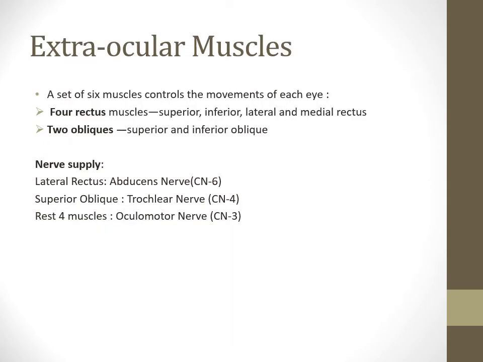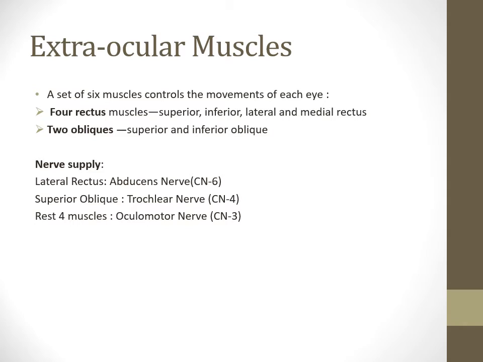Now the extraocular muscles. A set of six extraocular muscles controls the movement of the eye: the four recti muscles and two oblique muscles. The four recti muscles are superior, inferior, lateral, and medial rectus, and the two oblique muscles are superior and inferior oblique. The origin of the recti muscles is from the annulus of Zinn, which is the common tendinous ring. The nerve supply of these extraocular muscles is as follows. The lateral rectus is supplied by the abducent nerve, the superior oblique is supplied by the trochlear nerve, and all the rest four muscles are supplied by the oculomotor nerve.